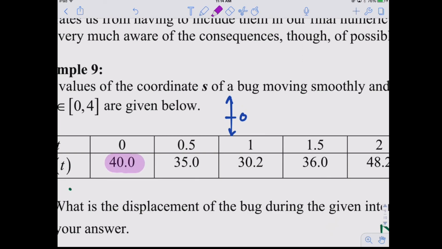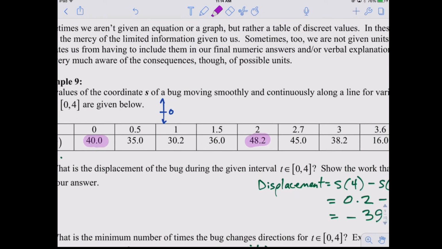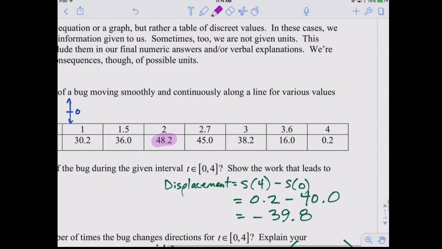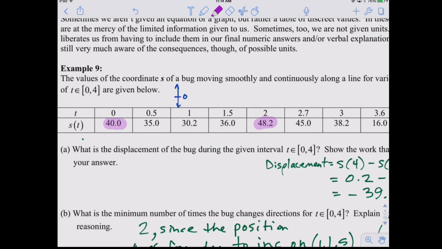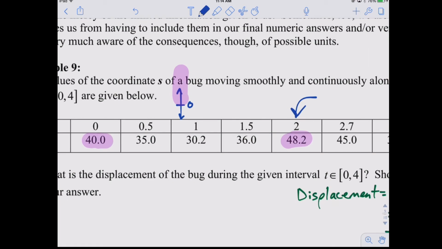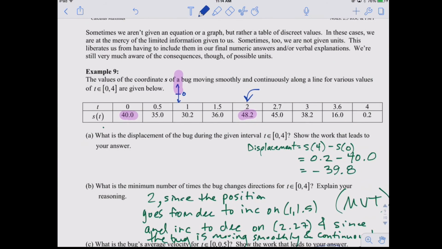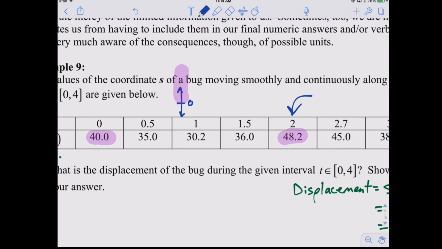Well, when it starts, it's 40 units away. And, oh, look, there it's 48 units away in the positive direction. And it never actually ends up on the other side of 0, or at least it looks like that from the data. Is it okay then to say that at t equals 2 seconds, the particle is farthest away from the origin at 48.2? Why or why not? Why not? You're right. The answer is no. Absolutely, yeah. It could have gone between 2 and 2.7.